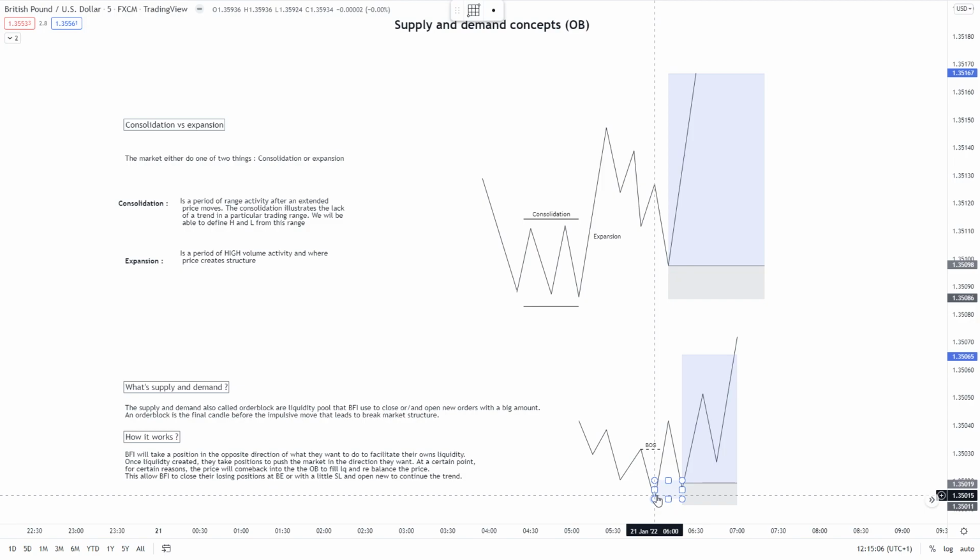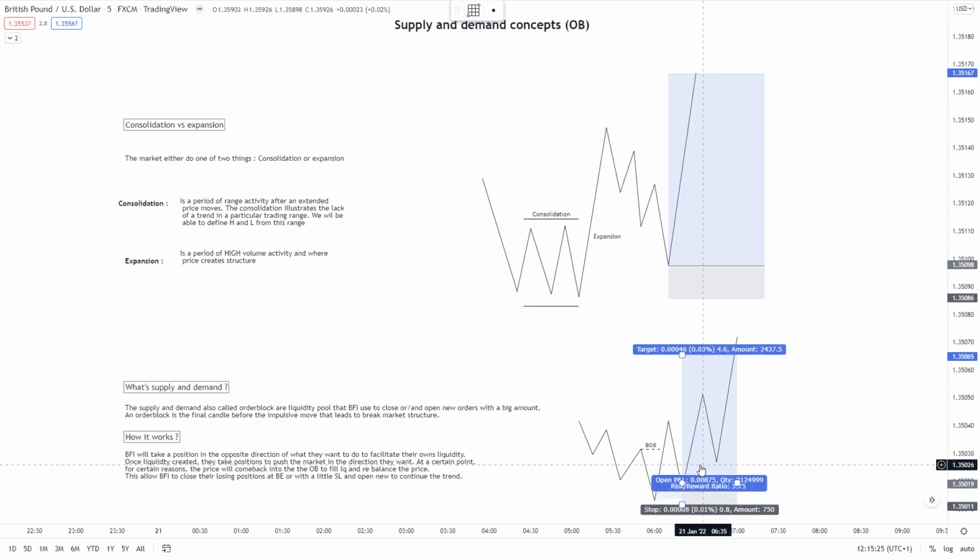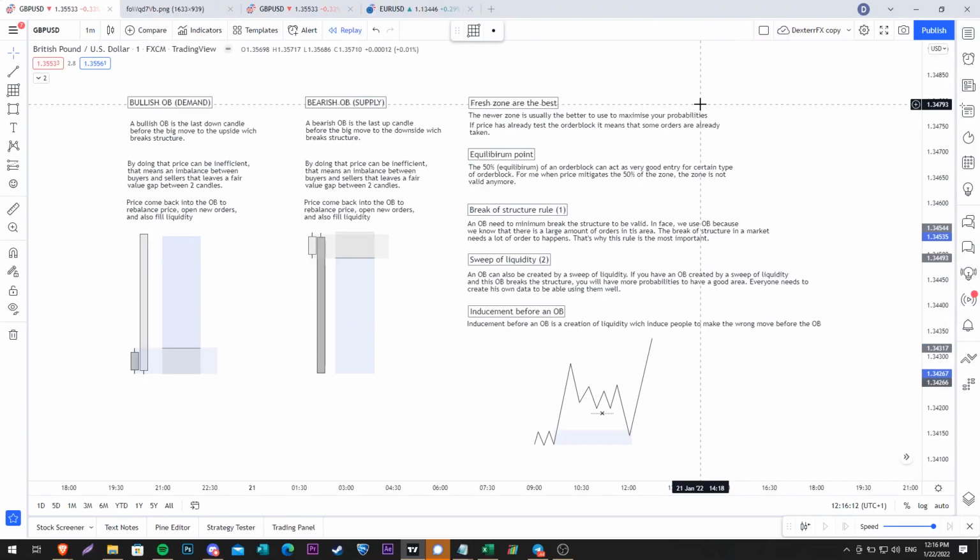And this mitigation will allow banks and financial institutions to create their own liquidity. It's very important to understand that because, as I told you in the liquidity video, price moves from one liquidity pool to another to rebalance the price, and our liquidity pools are the supply and demand. Okay guys, now that we saw all of that, we can go through the supply and demand and understand how I can mark them and what are the rules to respect to have supply and demand.